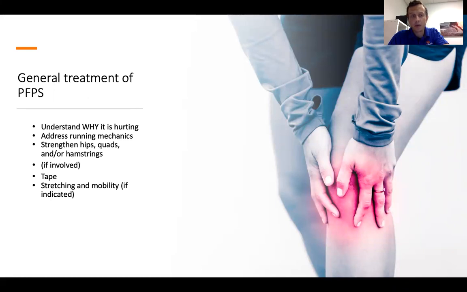We like to look for running mechanics, and then the research would show that strengthening your hips is the gold standard for this, along with strengthening the quads if that's an issue, but strengthening the hips, the glute med, glute max, some basic isolated hip strengthening exercises can be effective. You can find a lot of hip strengthening exercises for this pathology on our YouTube channel.